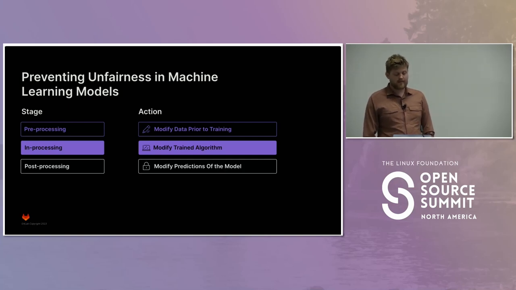In-processing methods adjust the machine learning algorithm itself to consider fairness in addition to accuracy. This can be done by changing the cost function or imposing constraints on the model predictions. One challenge with in-processing is that it can be difficult to implement and requires adjusting well-established algorithms.